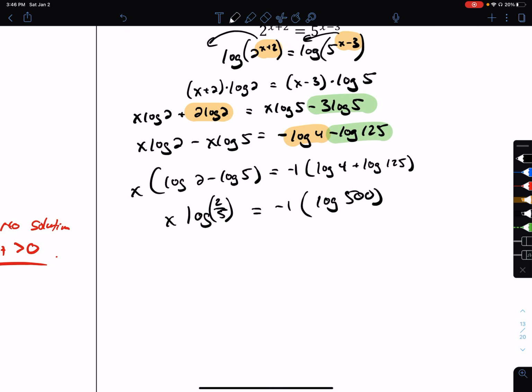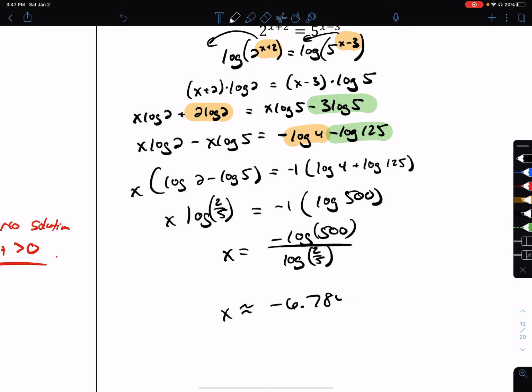So to get x by itself, I could write this, probably is about as simple as I could make it. The direction said to round to the nearest 3 decimal places. If you put this in your calculator, once again, I encourage you to actually do that. We should end up with a negative 6.784, I believe.